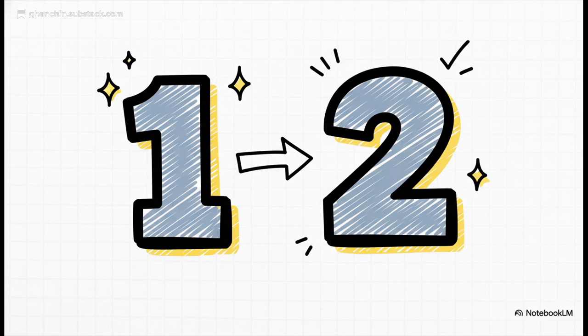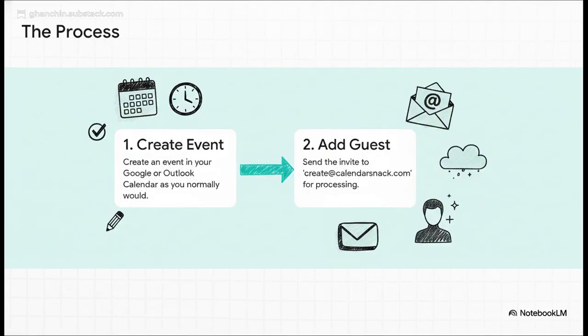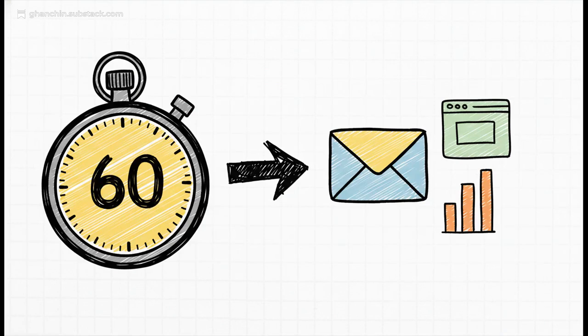So how does this whole thing work? It's actually crazy simple, just 2 steps. Okay, first, you just create your event like you always do. Then invite this one special address. And that's it. In about a minute, boom, you get an email with all your links.